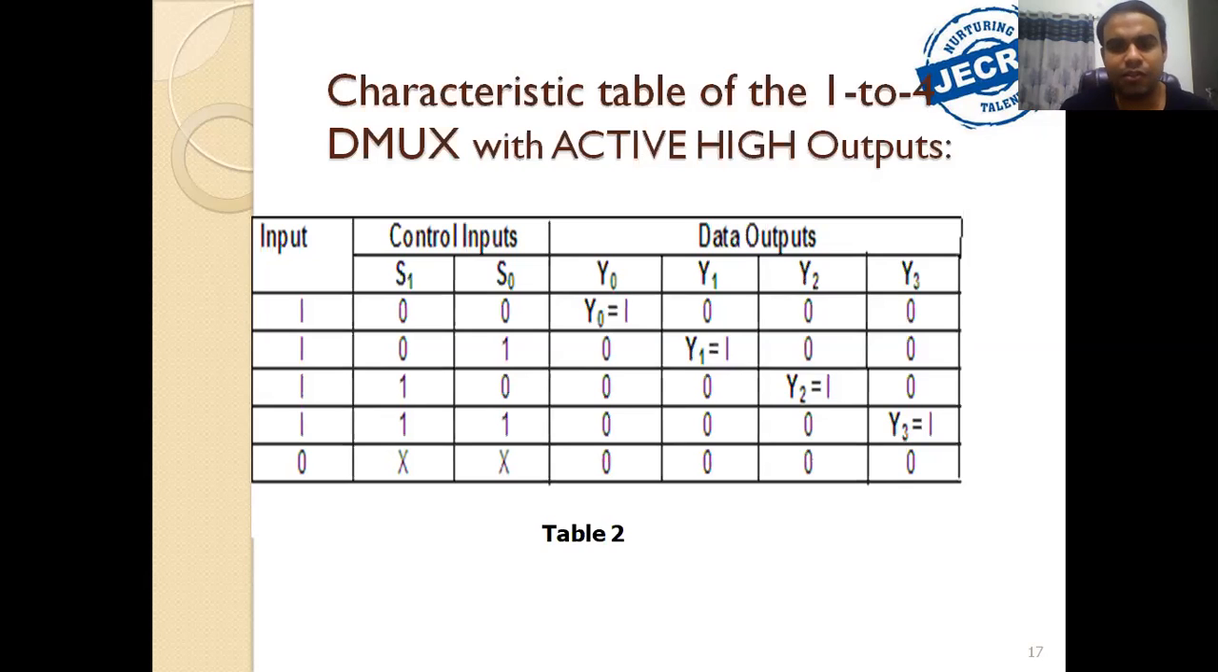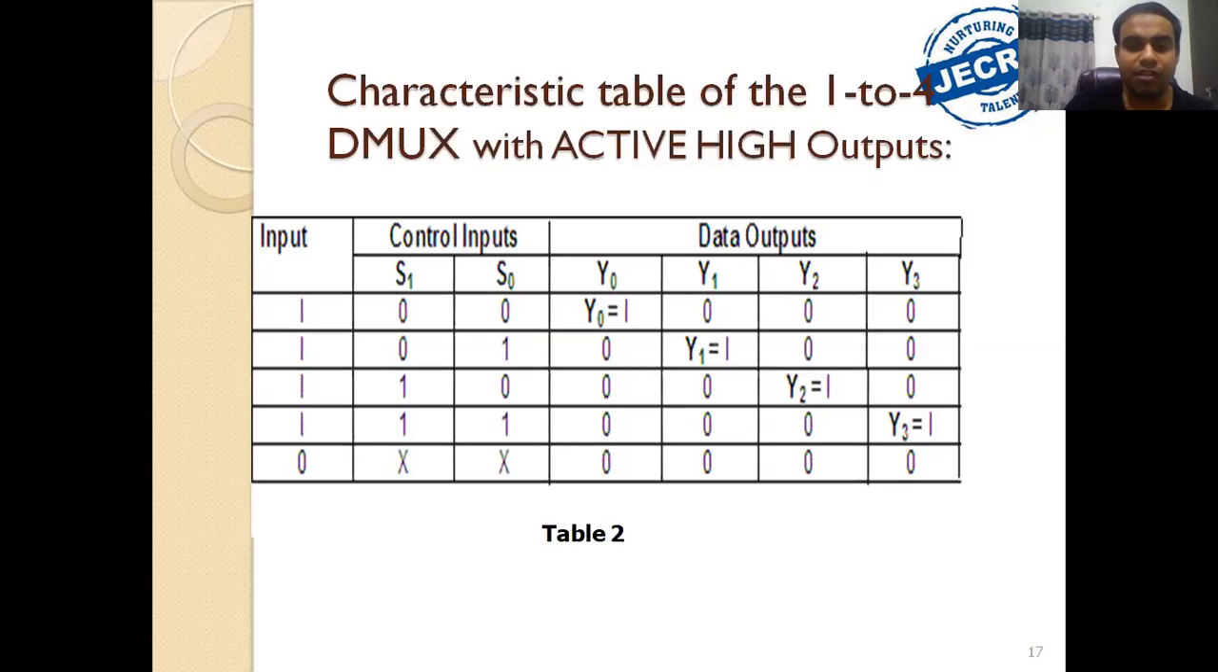Control inputs will be 0, 0. If the control inputs are 0, 0, the output Y0 equals 1. If 0, 1, the output Y1 equals 1, and all other outputs will be 0 because it is 1 to many, 1 to 4. And if 1, 0 is selected, the output Y2 equals 1. And if 1, 1 is selected, the output Y3 equals 1.